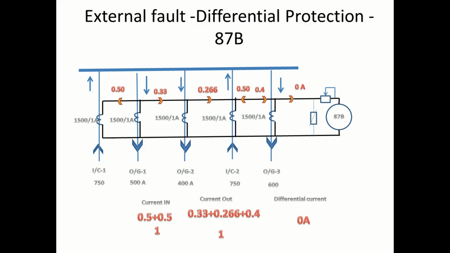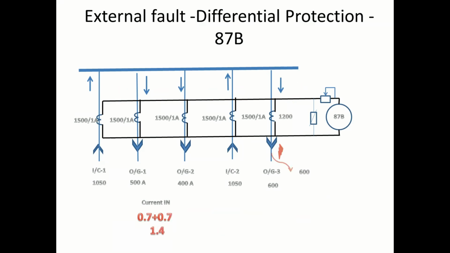And also we assume the external fault on outgoing 3. Due to this external fault, the current taken is 600 amps. Due to this, the both incomer shares the load, and now the both incomer takes 1050 amps and remaining outgoing makes same current except outgoing 3. In outgoing 3, due to fault 600 amps and due to load 600 amps both get added, so the total current over the outgoing 3 CT is 1200. According to that, the secondary current produced is 0.8 amps.